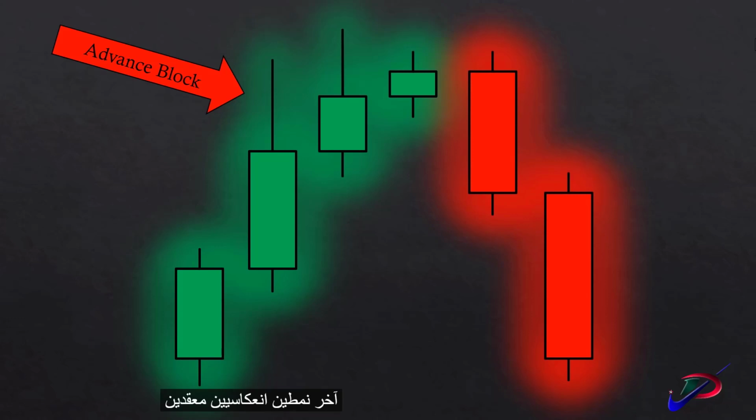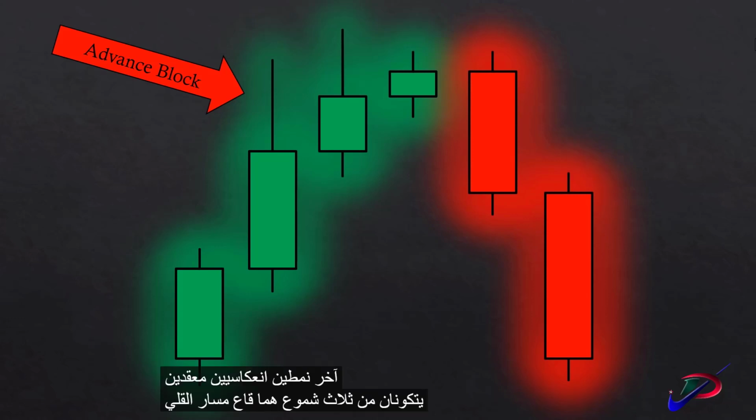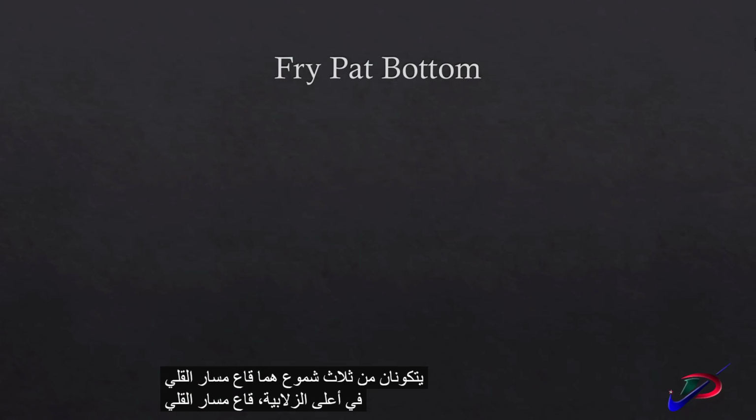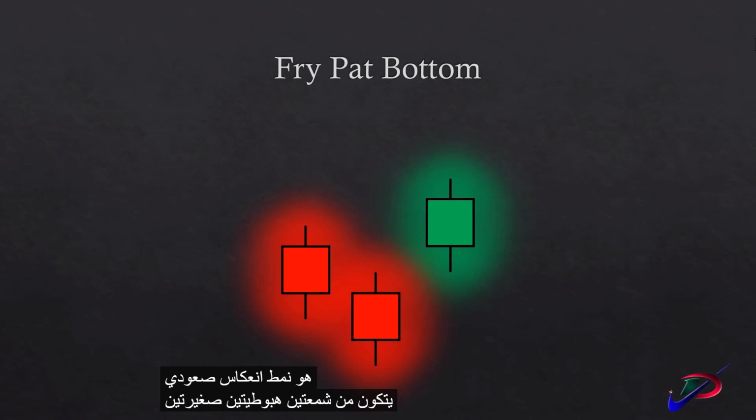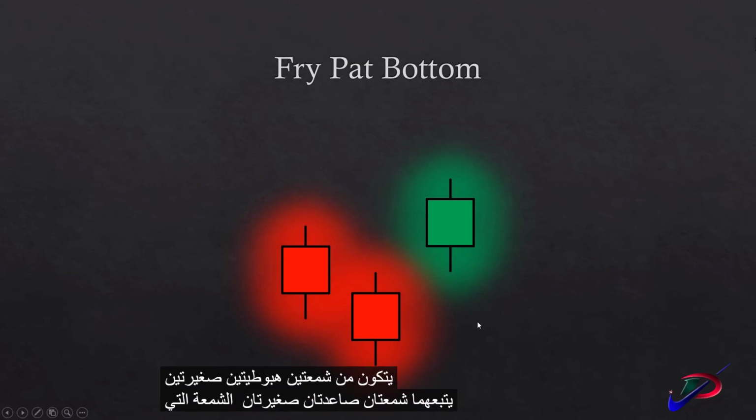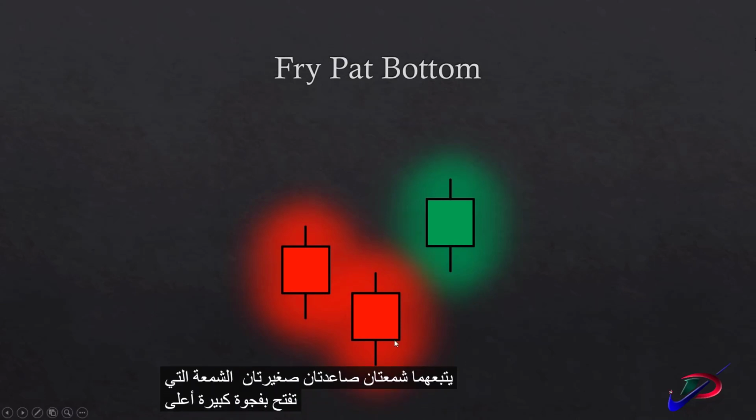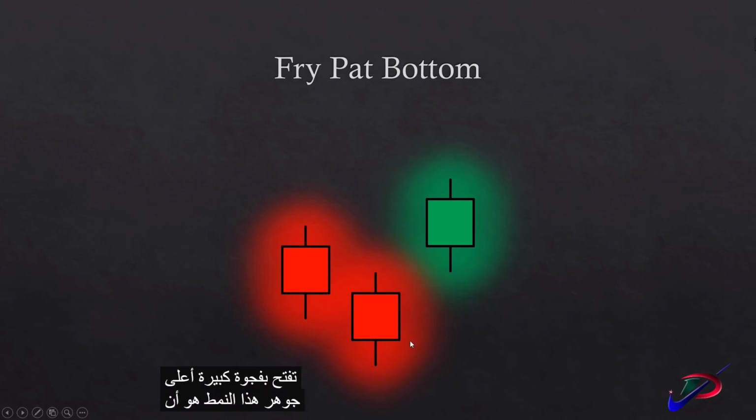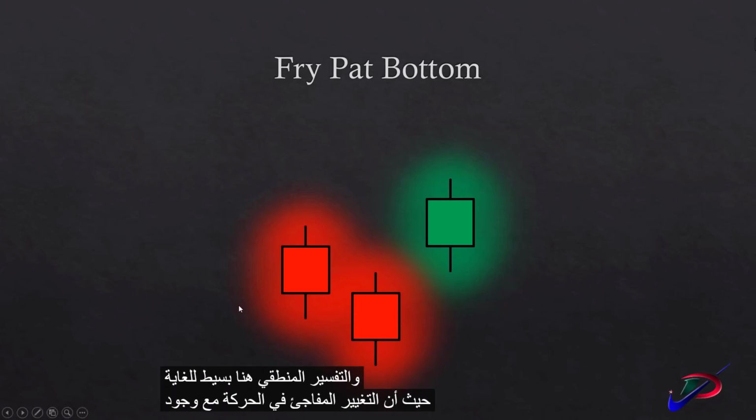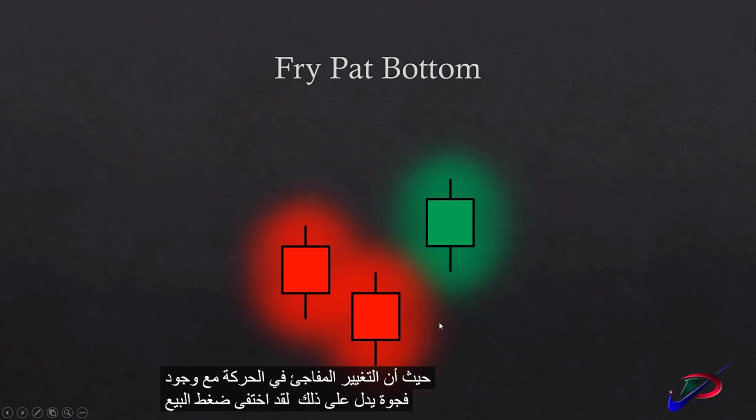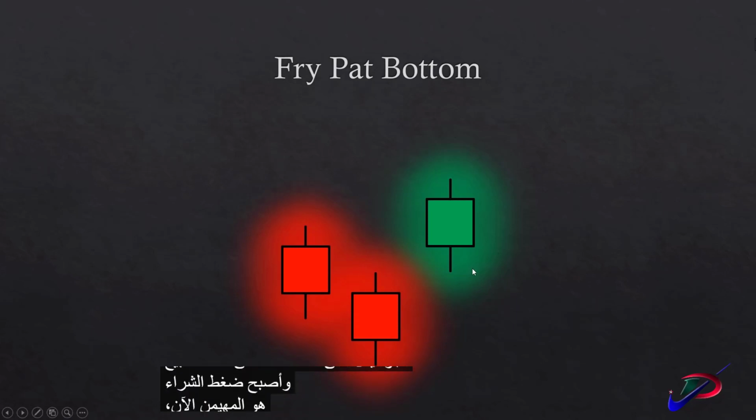The last two complex reversal patterns formed by three candles are the fry pan bottom and the dumpling top. The fry pan bottom is a bullish reversal pattern formed by two small bearish candles, followed by a small bullish candle that opens with a considerable gap up. The gist of this pattern is that the third candle jumps in the opposite direction of the previous two candles in an unexpected way. The logical interpretation here is quite simple since a sudden change in movement with a gap denotes that the selling pressure has vanished away and the buying pressure is now dominant.